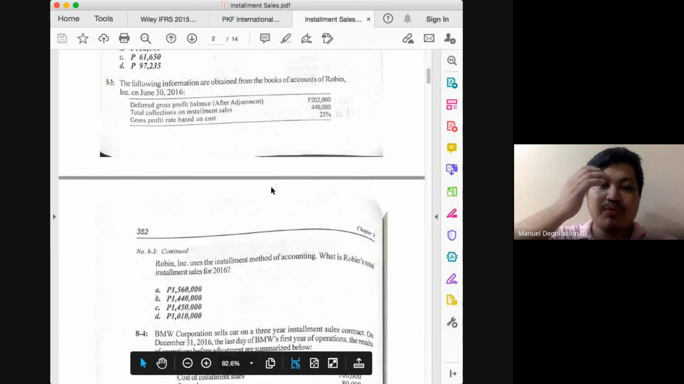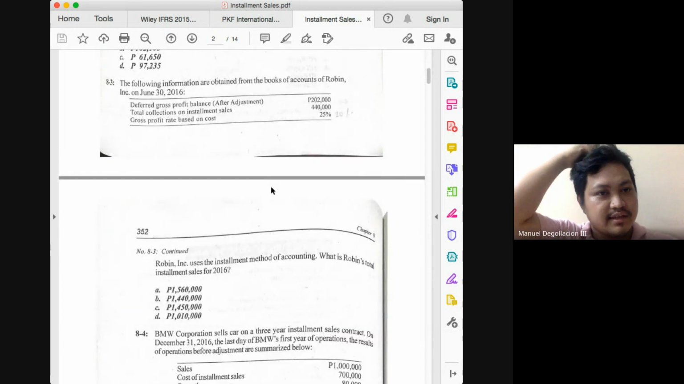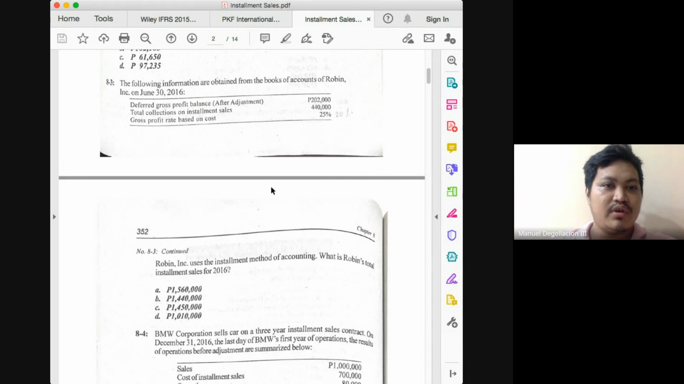The question here is, what is total installment sales? And we are given the total collections and the installment sales and the gross profit rate based on cost. So how are we going to approach this one? The DGP balance after adjustment is 202,000. And since this is already after adjustment, that means that is the markup on your ending installment receivable.